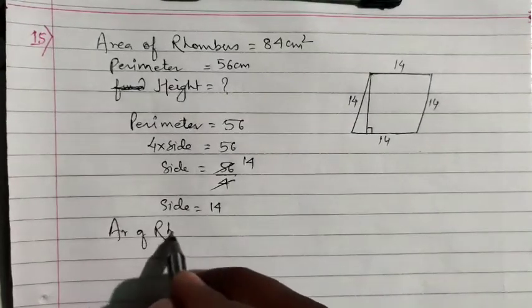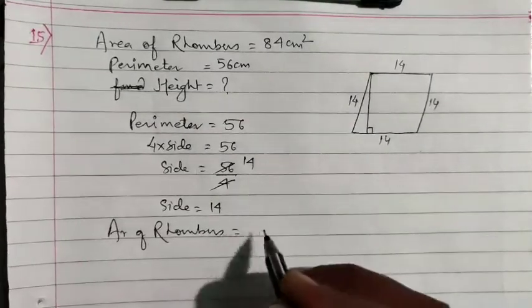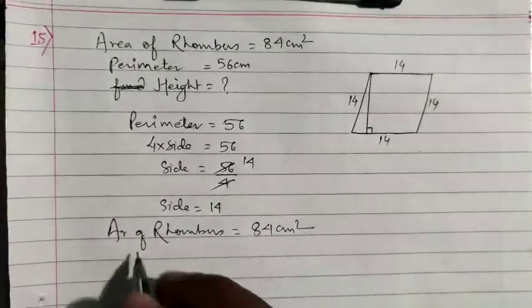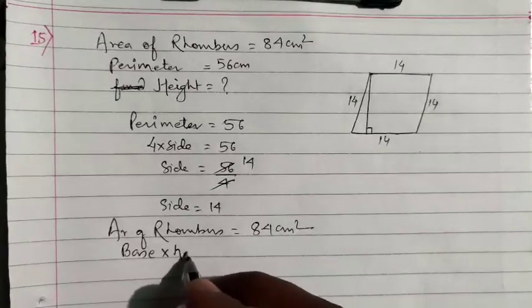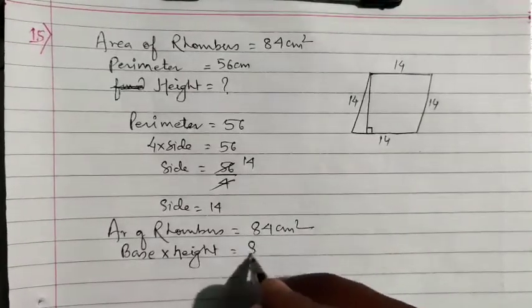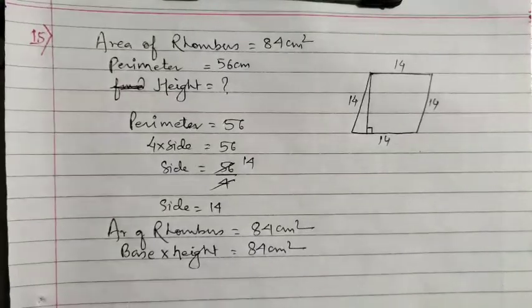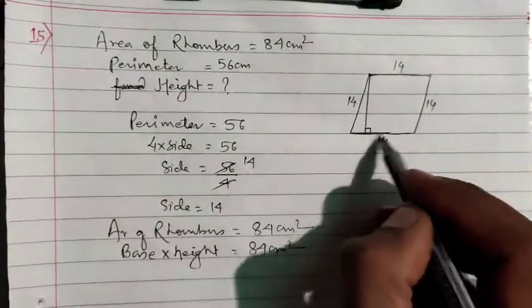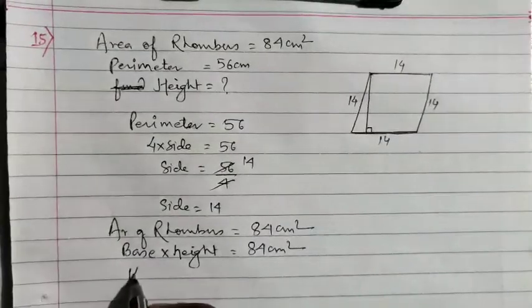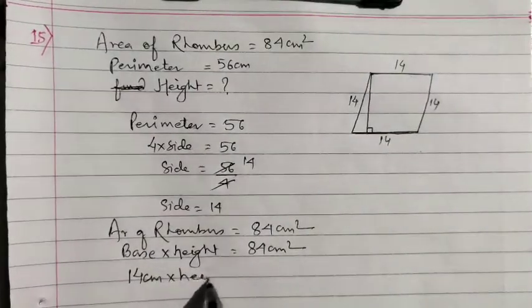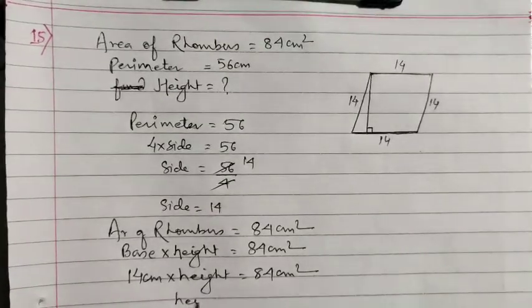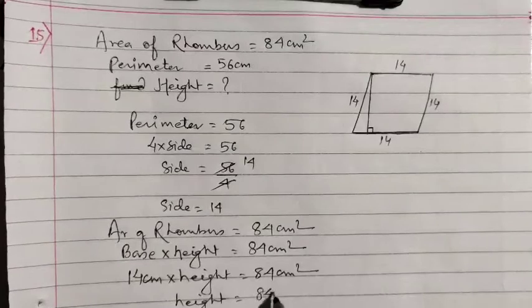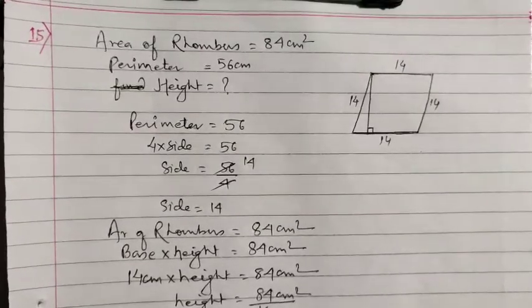Area of rhombus is given as 84 centimeter square. We can use the same formula as for the parallelogram, that is base into height is equal to 84 centimeter square. This will be the base, and the value of base is 14 centimeter, into height is equal to 84 centimeter square. Height is equal to 84 centimeter square by 14 centimeter. 14 6 is 84.